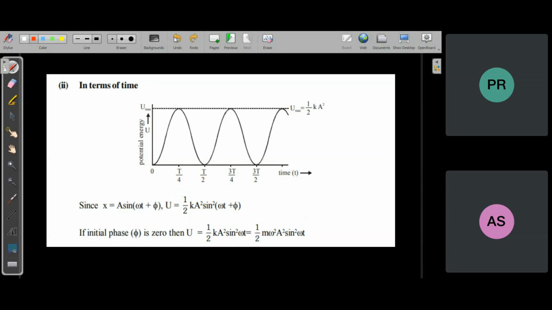So that thing will be clear in the question, whether it is zero or not zero. If that is not clear and the question is asking what the potential energy is, then you have to be careful. Don't take the potential energy at the mean position always as zero, unless and until it is clear from the equation or something given in the question. So in place of x, just substitute the equation of x for SHM. You will get the equation of potential energy as a function of time.